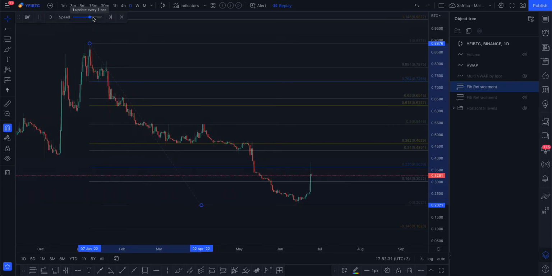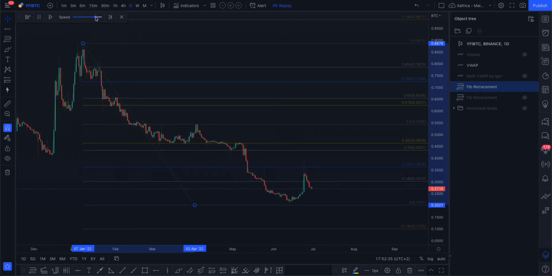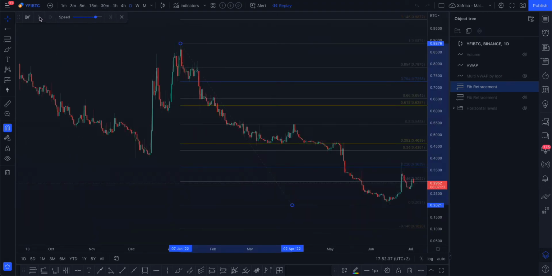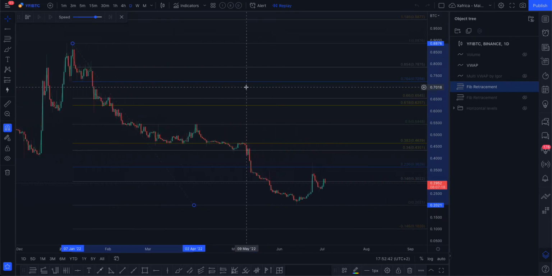Speed it up a little bit. Looks like we had it there. Playing a bit faster. Perfect. How's that? That was the low.